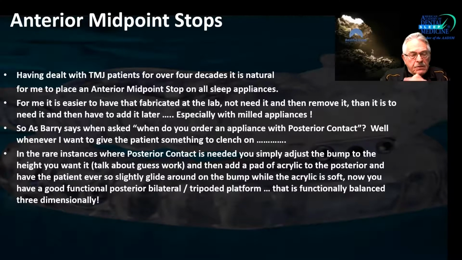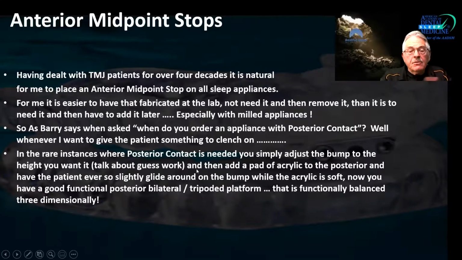But if I have internal derangement of the sort that needs some posterior support, I wouldn't grind the bump off, reduce the vertical, okay? Although I don't know how vertical plays into sleep appliances, but for TMJ, I would want that joint supported. So in those rare instances where I felt I needed posterior contact, I would simply adjust the bump to the height I wanted it, which is usually not reducing it, but I could. But you know, you talk about guesswork, who knows how you should do that?